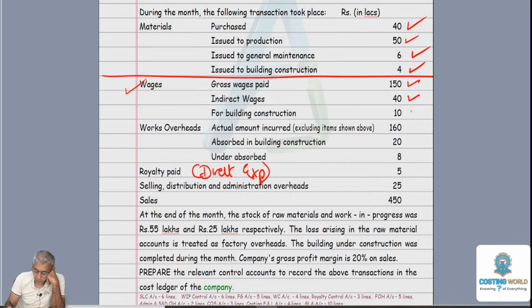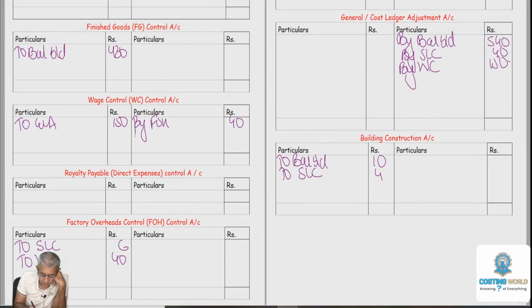Further, for building construction 10, by building construction 10. So therefore, to wage control, that's 10.